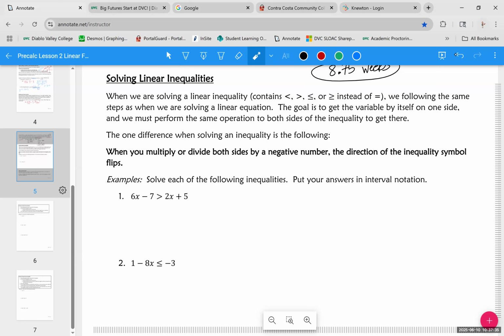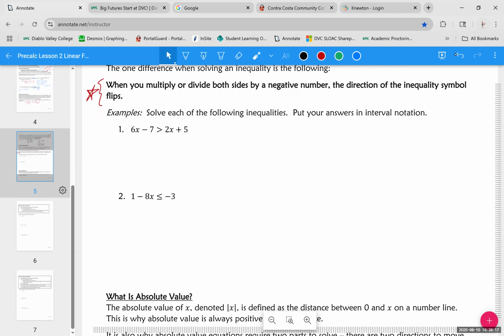Again, they're linear because there's x only in the first power, and it's not being divided or squared or anything like that. So the goal is the same as when we solve an equation. We're trying to get the variable by itself on one side, and we're going to perform all the same operations. There's just one very important change in the rules, which is if you multiply or divide both sides of an inequality by a negative number, you have to flip the direction of the inequality. So if it was a less than, it becomes a greater than. That's the only extra rule you need to remember.